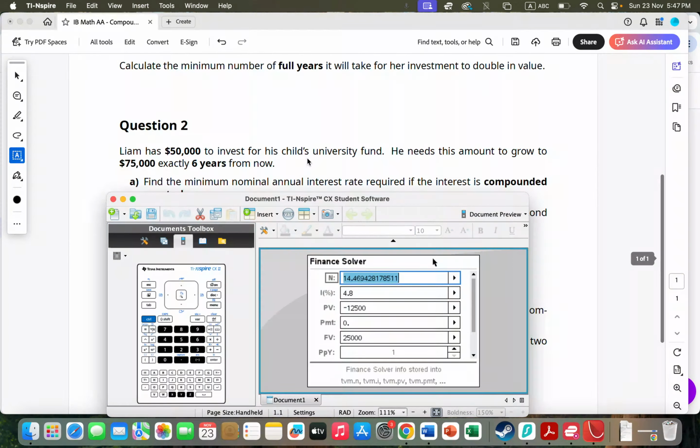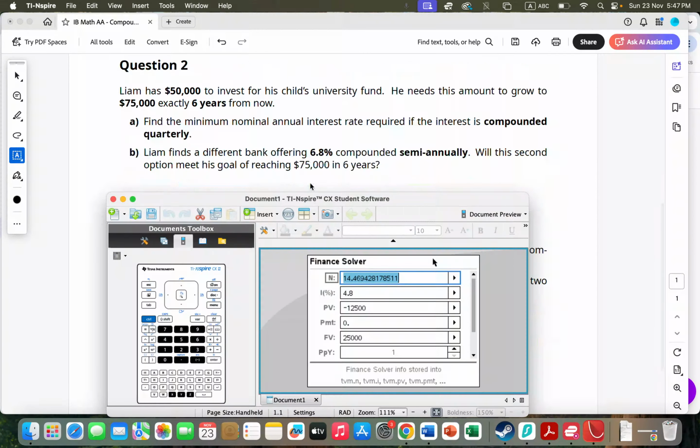Okay, so we're going to move on to question 2, which is about Liam and his child's university fund. We'll do the same thing again. He is investing 50,000. He's going to let it grow to 75,000 6 years from now. We're going to find the interest rate if the interest is compounded quarterly. So in this case, we're just finding the interest rate, which is finding I.